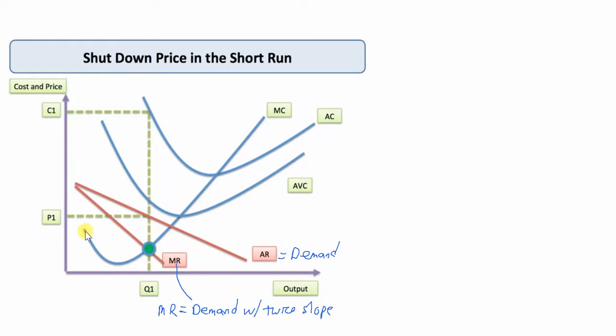Okay, so now take a look at this curve, which is the marginal cost curve. That's the cost of producing one additional. And we know universally that the profit maximizing point is where the marginal cost curve equals the marginal revenue curve.